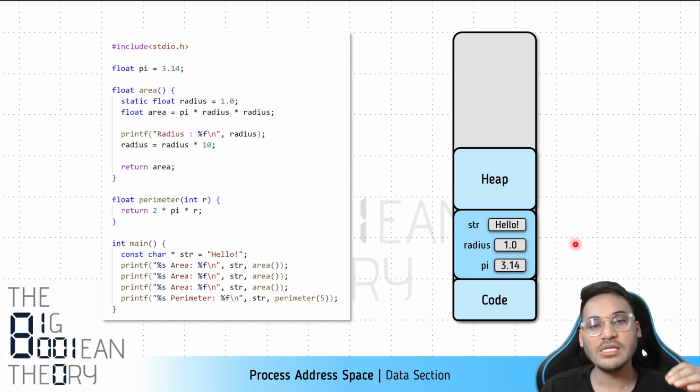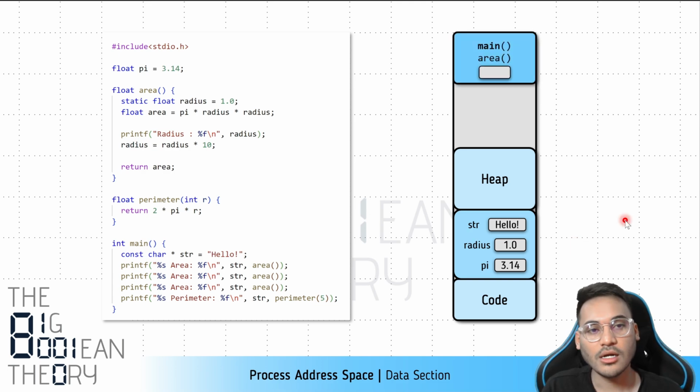So now we have initialized the data section with all the different objects that should go there: constant values, static variables, and global variables. So now let's start the execution of the program. Let us start with the main function, and you can see this is the stack frame that we have pushed for the main function.